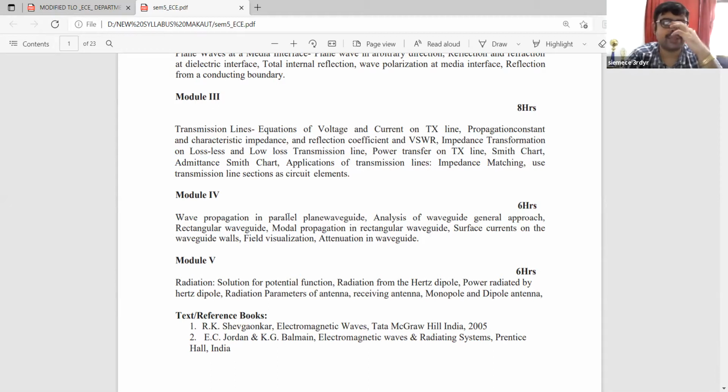So module 5, if you see, that is the different radiation pattern we have to study. So the solution for potential function, radiation from the Hertz dipole, power radiated by Hertz dipole, radiation parameters of the antenna, receiving antenna, monopole and the dipole antenna. So these are the different topics that we have to study.